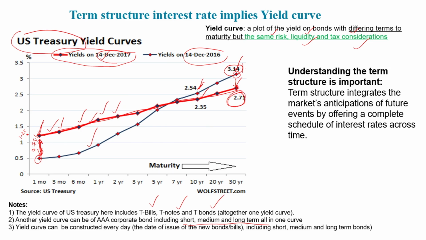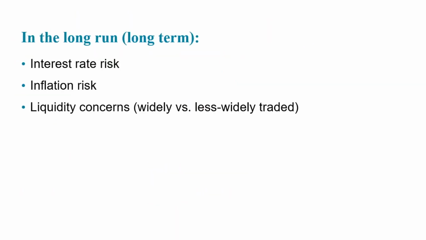Every day, whenever US government issues a new security, or on that particular day, for already issued bonds, what is the rate of interest for different terms of securities. Every day, the date of issue of the new bonds or bills, including short term, medium and long term bonds. So in the long run, the idea here is that what we have done here is that we have now narrowed down to the key point.